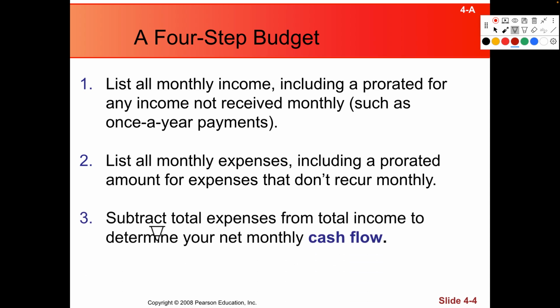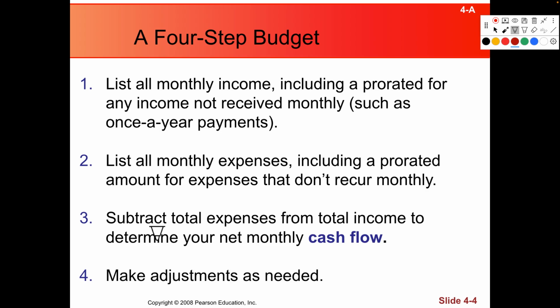Subtract your expenses from your total income, and that's what we call cash flow. If it's positive, what does that mean? What's positive cash flow? It's you're good. Yeah, you still got money left. If you have negative cash flow, you're spending more than you've got, and that's going to be a problem because you'll run out at some point. That's negative cash flow. So that's what you've got to look at.